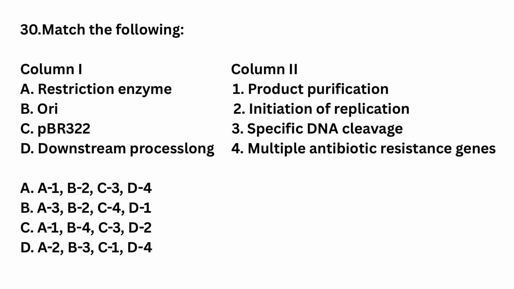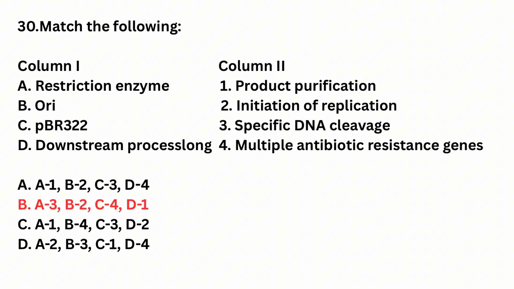Question number 30. Match the following. Column 1. Restriction enzyme, ORI, PBr322, downstream processing. Column 2. Product purification, initiation of replication, specific DNA cleavage, multiple antibiotic resistance genes. The right answer is option B. Restriction enzyme performs specific DNA cleavage. ORI initiates replication. PBr322 contains multiple antibiotic resistance genes used as selectable markers, and downstream processing involves product purification.